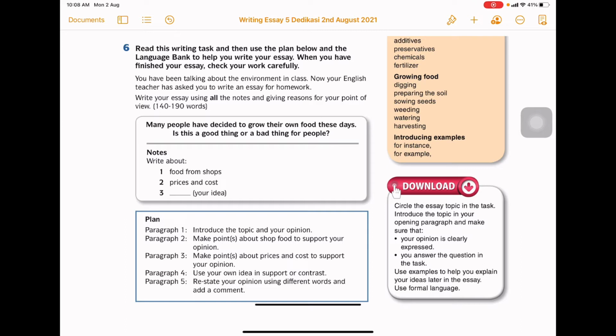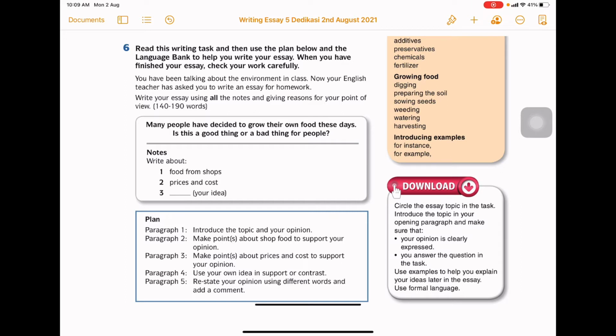The task is: many people have decided to grow their own food these days. Is this a good thing or a bad thing for people? Okay, so you have been given 3 notes. You have to write about food from shops, you have to write about prices and costs, and the third point is your own idea.